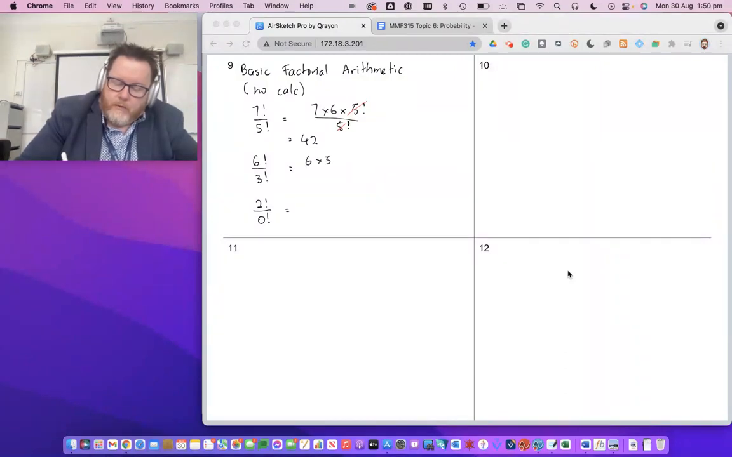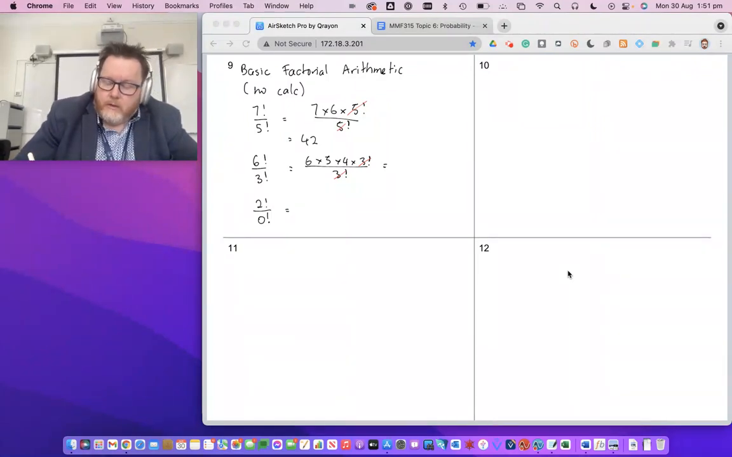So it's 6 times 5 times 4 and then times 3 factorial over 3 factorial. The 3 factorials cancel out, and we're left with 6 times 5 times 4. And that is 6 5s are 30, so it's 120.